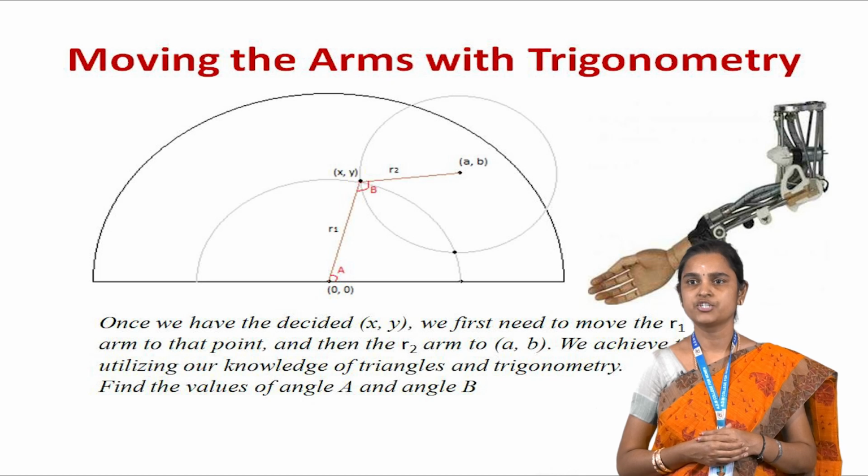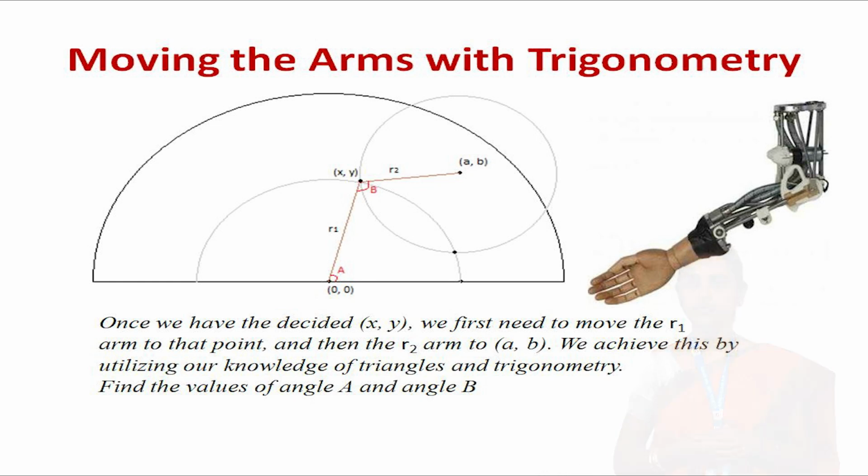So, moving on with trigonometry. Once we have decided x comma y, we first need to move the r1 arm to that point and then the r2 arm to a comma b. We achieve this by utilizing our knowledge of triangles and trigonometry. Find the values of angle A and angle B.